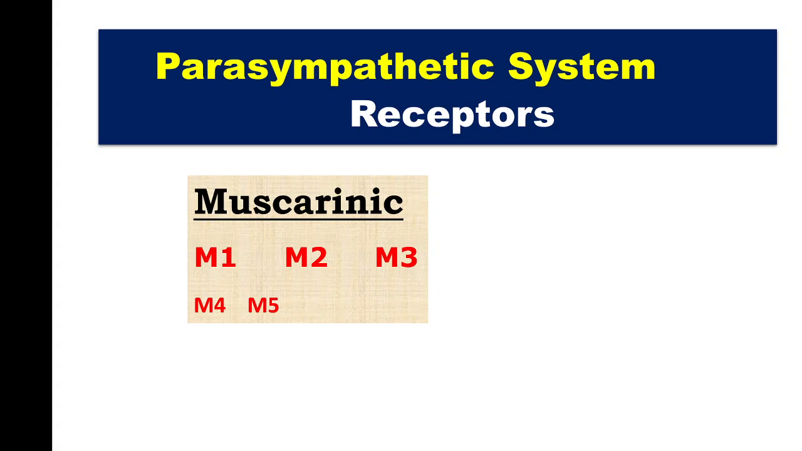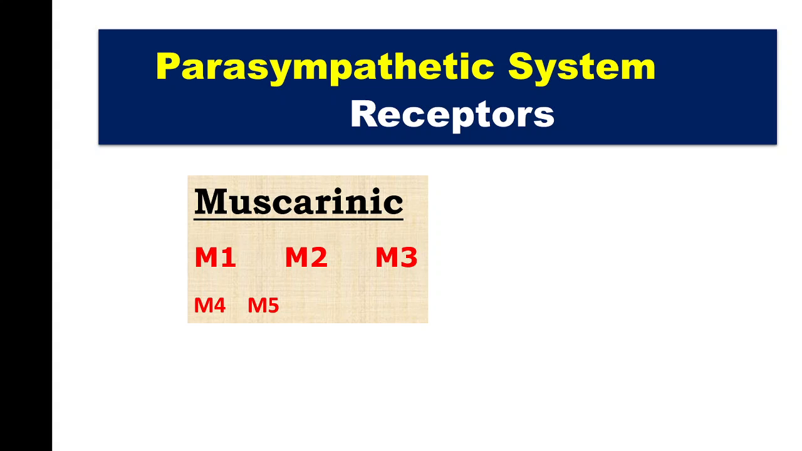So in the sympathetic system there were two types of receptors, alpha 1 and alpha 2. Here, the parasympathetic system has two types of receptors. Muscarinic: M1, M2, M3, M4, M5. But for practical purposes we should remember these three: M1, M2, M3.